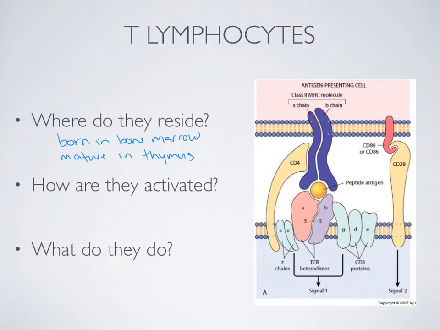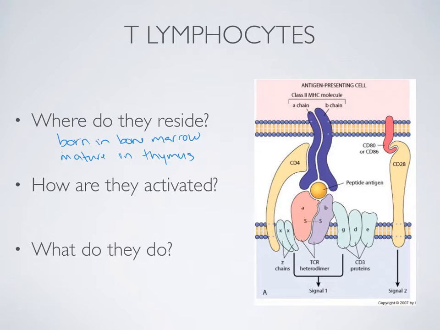Then they go to the thymus, where they're presented with self-antigens, and any T cell that recognizes a self-antigen is induced to go through apoptosis. And so they die, and hopefully that means your T cells won't attack yourself. So that's the maturation happens in the thymus.